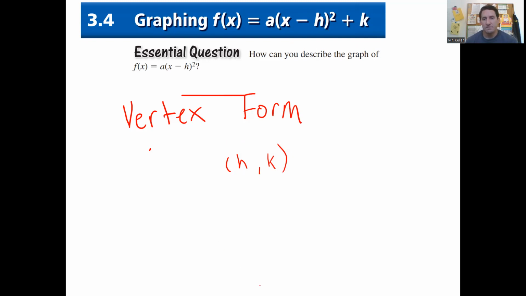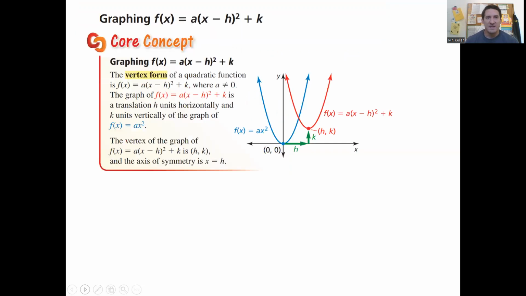Let's move on. So starting off, like I said, this is the vertex. So a times x minus h squared plus k. What we're going to be doing is graphing a parent function. We're going to graph just a standard one, and then we are just going to shift it and translate it based on where to put the vertex.